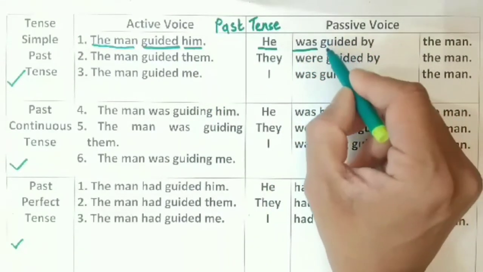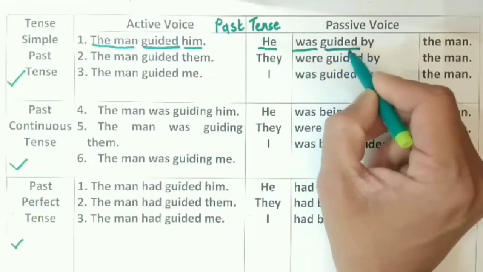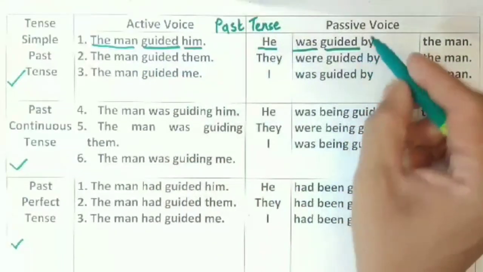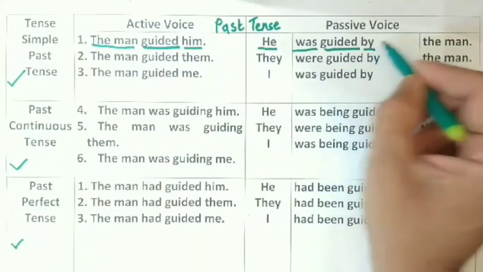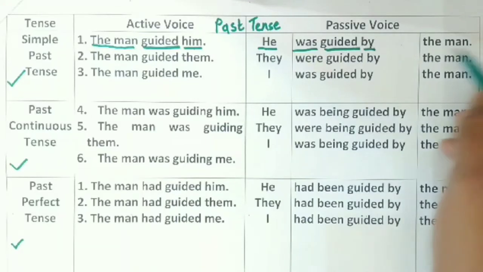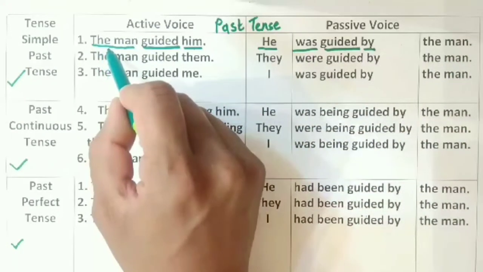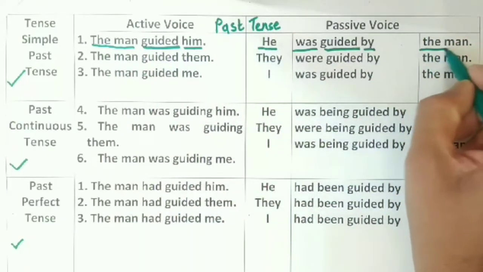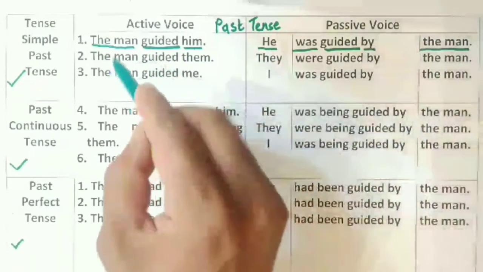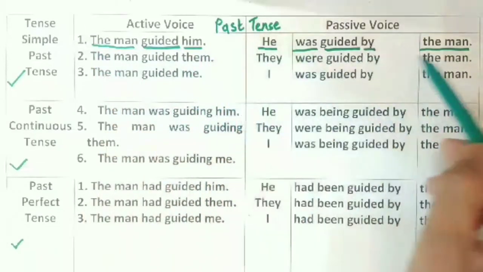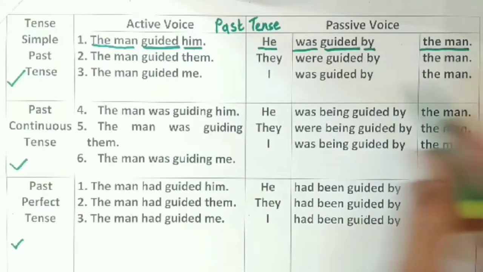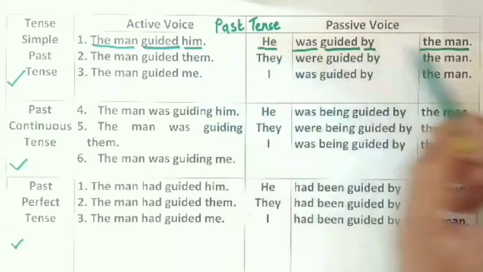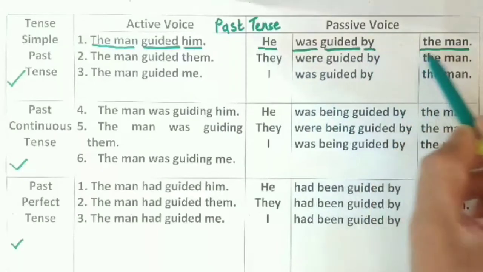Then we have used the third form of the verb, the past participle of the verb guided, then the preposition by. And at the end of the passive voice, we swap the subject from the active voice, the man. So the man is the subject from the active voice. It has to be written at the end of the passive voice. So this is how we have converted the active voice into passive voice. The answer is: he was guided by the man.